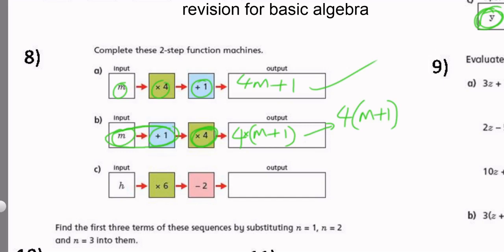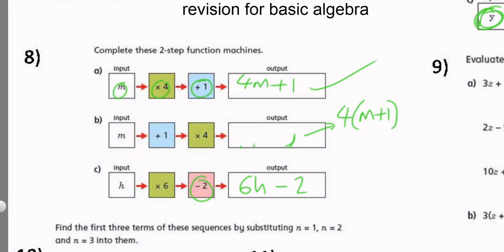Last one here, h times 6, 6h. And then everything we've done so far, we've just done 6h, haven't we? Take away 2. You don't need to put the brackets there like we've done for question B, because that 6 and the h is glued together. It's already glued together, so we don't need to put the bracket around it. So we can just write it like this. 6h, no need for the bracket, and then we take away 2.